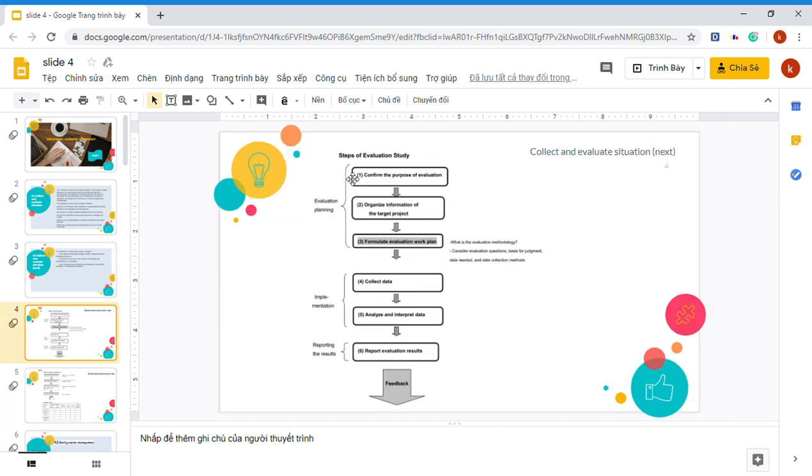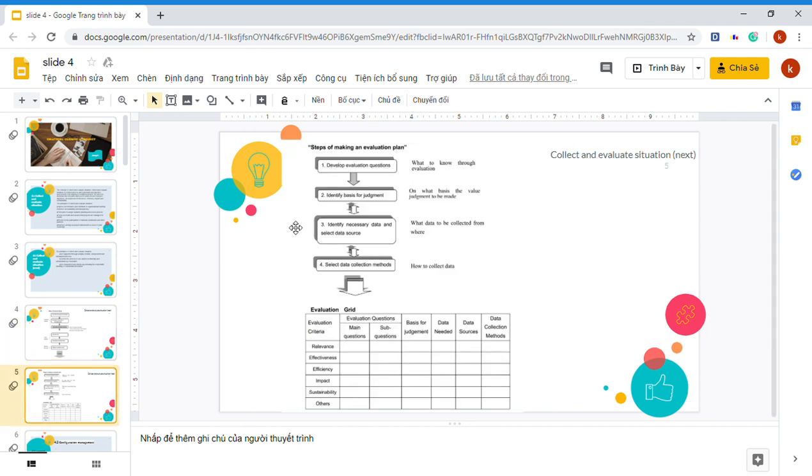As a step of every study, every planning should mention reporting the results. Step of making an evaluation planning.